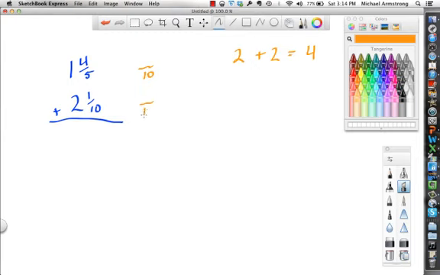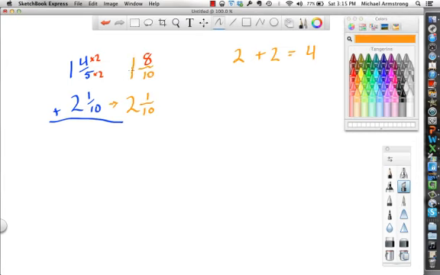The nice thing about this problem is that we already have tenths down here on the bottom. So 2 1/10 can be rewritten as 2 1/10. We don't have to change anything here. But we do have to change something here. So we're going to change 5 into 10. And 5 times 2 is 10. 4 times 2 is 8. So 4/5 is the same as 8/10.